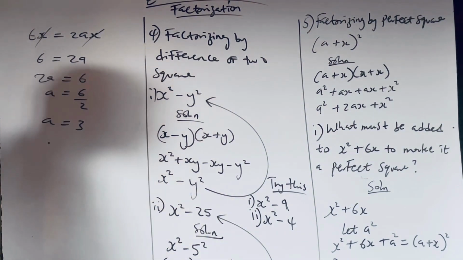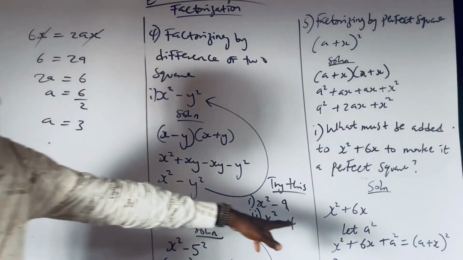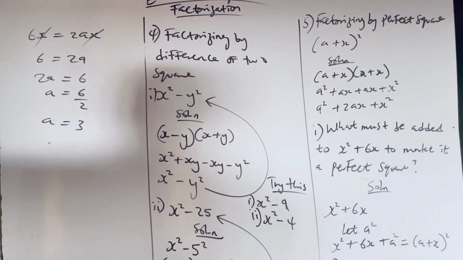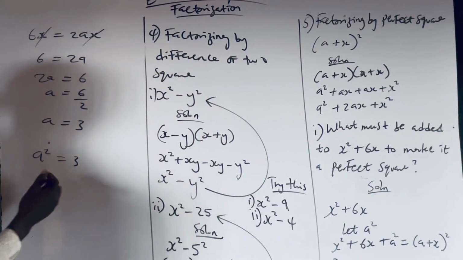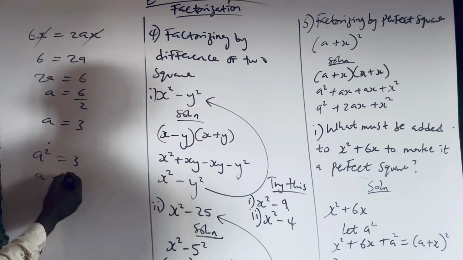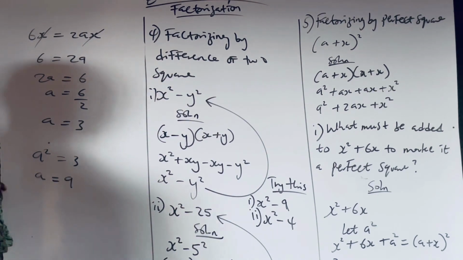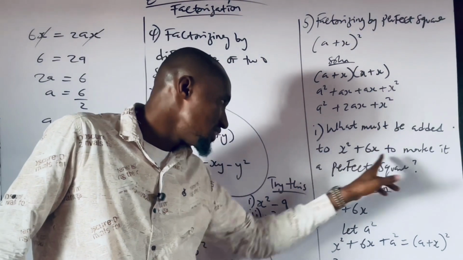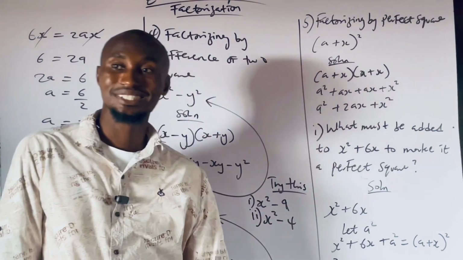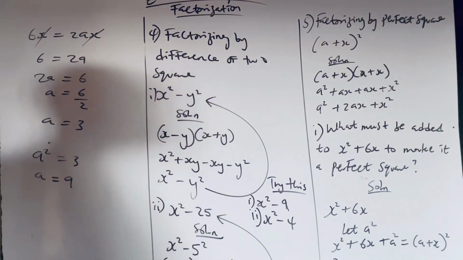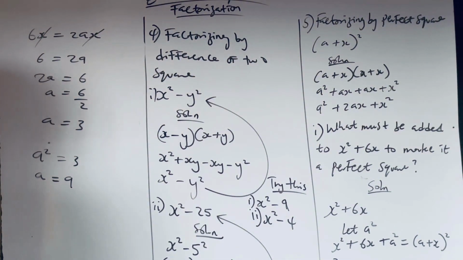a is equals to what? 3. But don't forget that we added a square. We say let a square be added. So we're going to solve that: a square is equal to 9 now, right? Did you get? So what must be added to this to make it a perfect square is 9. So 9 is the answer.